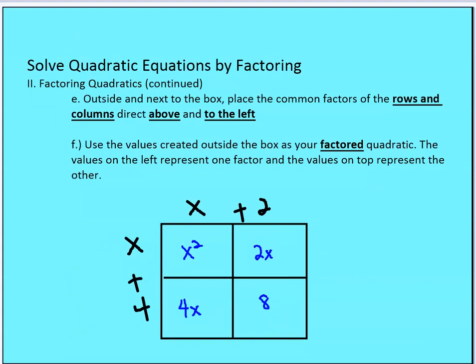So again, outside next to the box, place the common factors of the rows and columns above and to the left, and use these to create my factored quadratic, and here is the factored quadratic.